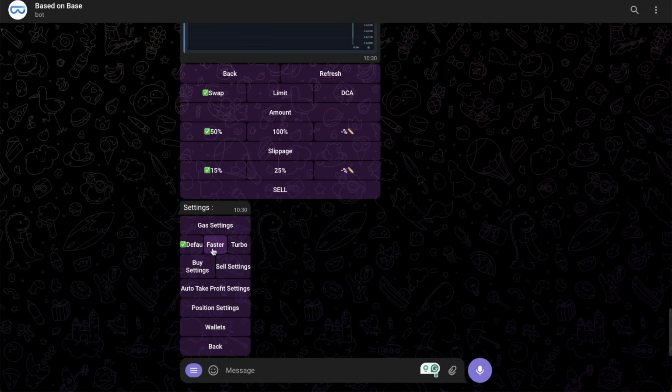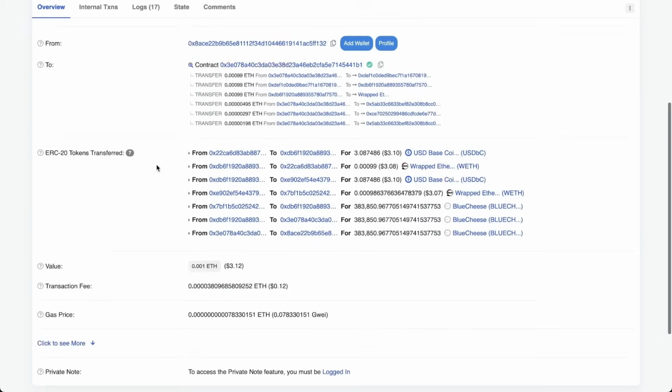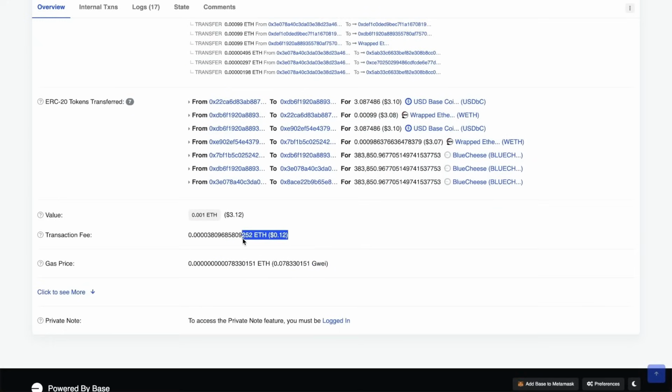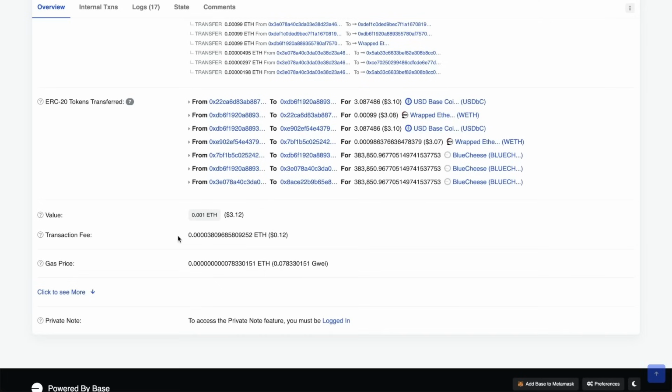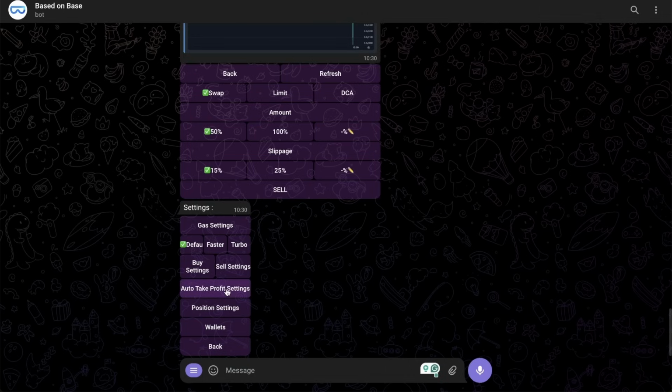It's how much you are willing to pay to have your transaction go fast. We saw our transaction before, we paid only 12 cents. This is way cheaper than Ethereum or most of the other blockchains. I could choose to put it at faster or turbo, which means that I will increase my transaction fee to be sure my transaction is faster.